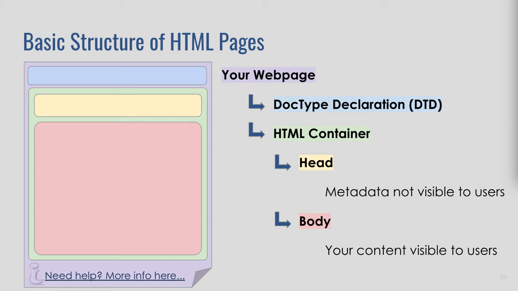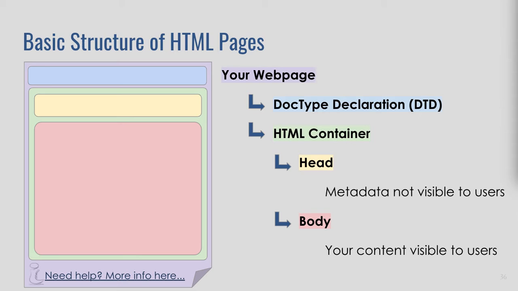Then we have our body. Our body is where we put our content. This is where we put our text, our headings, our images, our tables, our background images, all of those sorts of features that are going to be visible to the people using our website would be placed into the body.